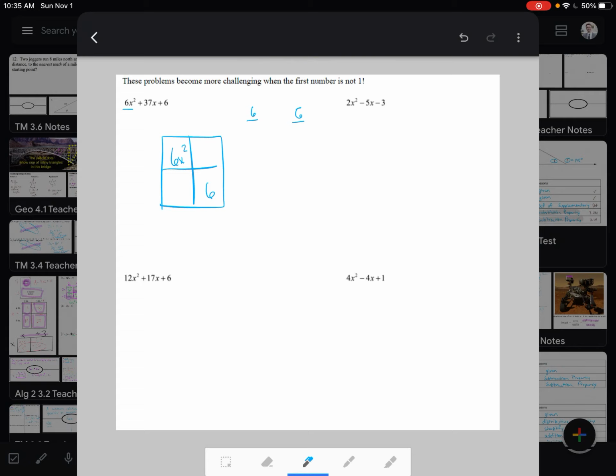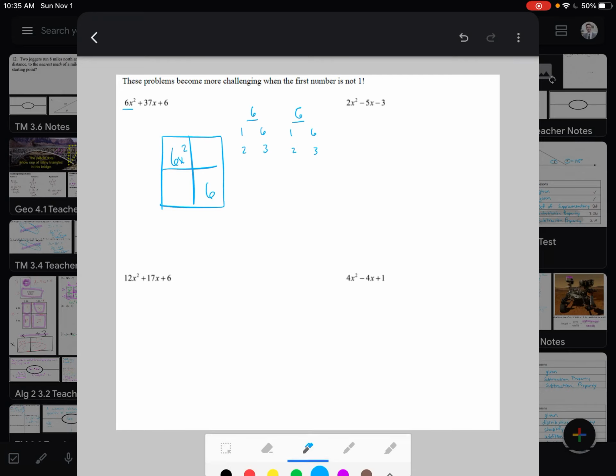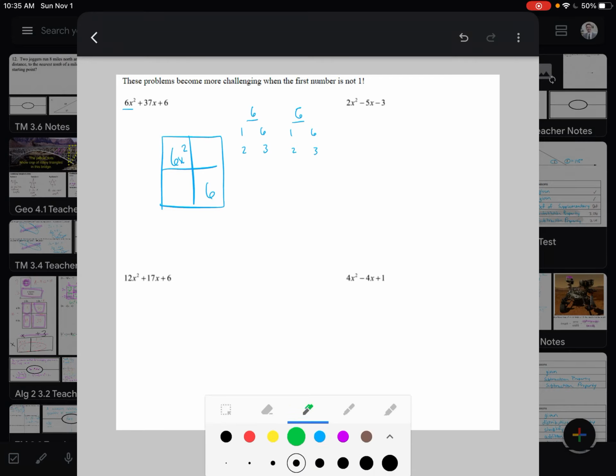So we still want to break out anything that we're factoring into its pieces. We're going to break out that first 6 into 1 times 6 and 2 times 3, and then the same thing for the last one here. But now it's our job to match up these combinations, and everything's positive. We need to see which one of these has a middle term of 37 when we go through and multiply. So let's try them out.